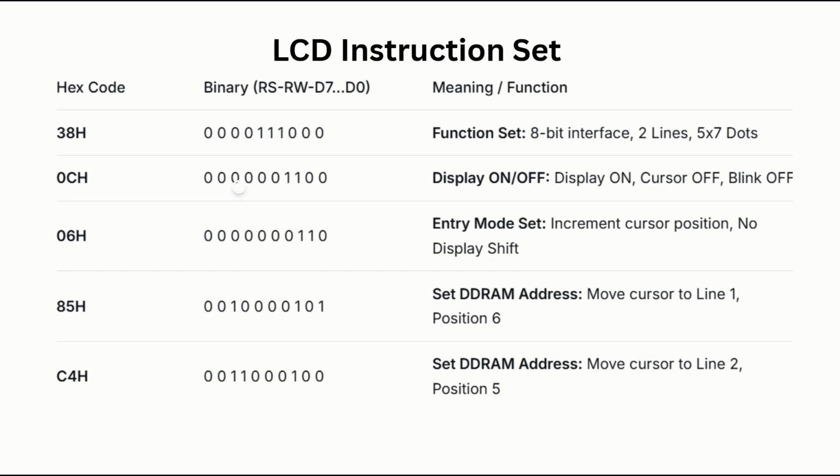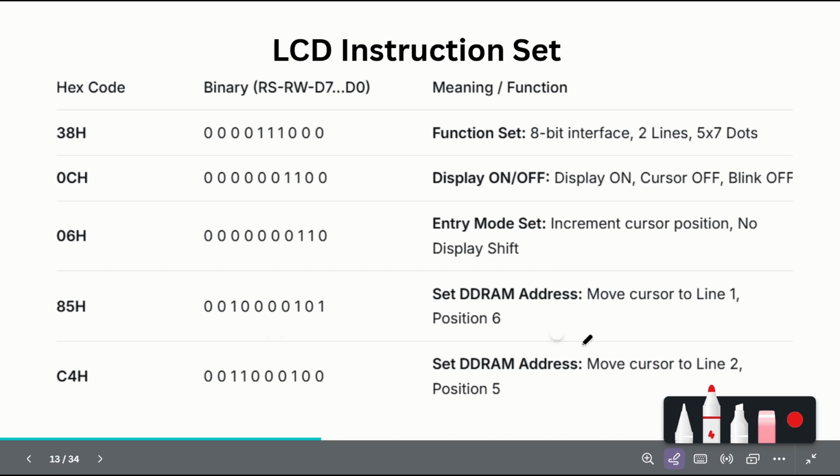to set the interface mode. Then we have 0CH, which turns the display on or off. This means the display is turned on. D equals 1 means the display is turned on, and B equals 0 means the blinking cursor is not shown. This is to set the entry mode, which I explained in the previous slide. And this is to set the DDRAM address. We just saw this in the last 3 slides. And this is the same. This is just setting the DDRAM addresses. These are just different addresses.